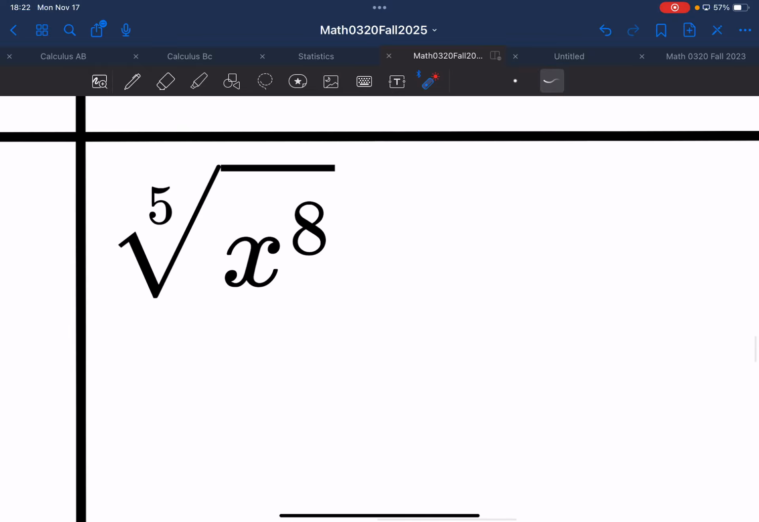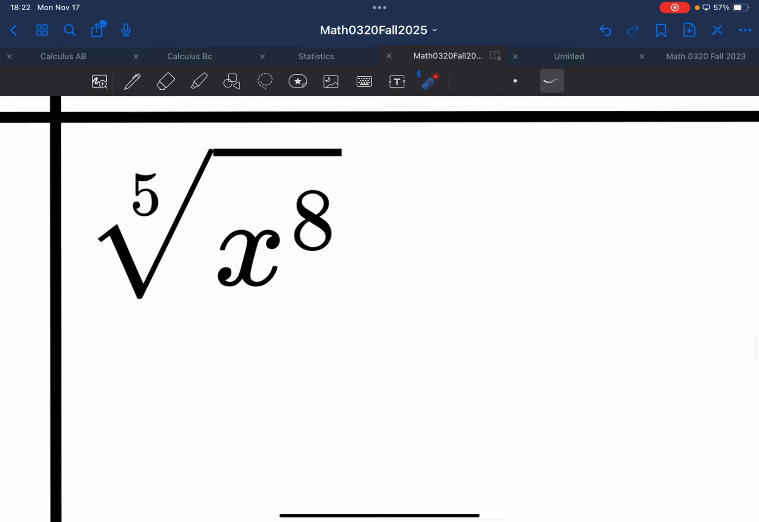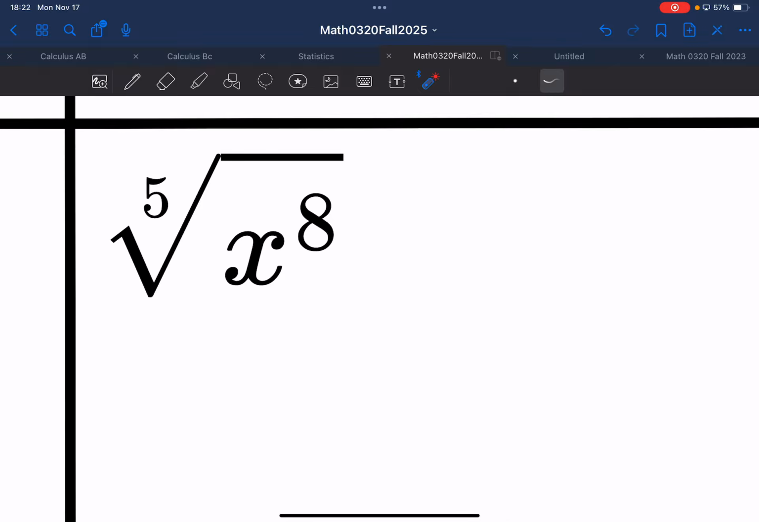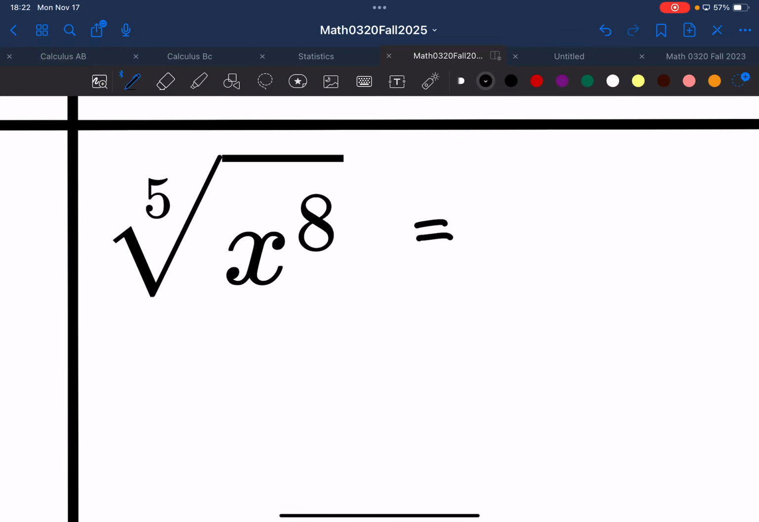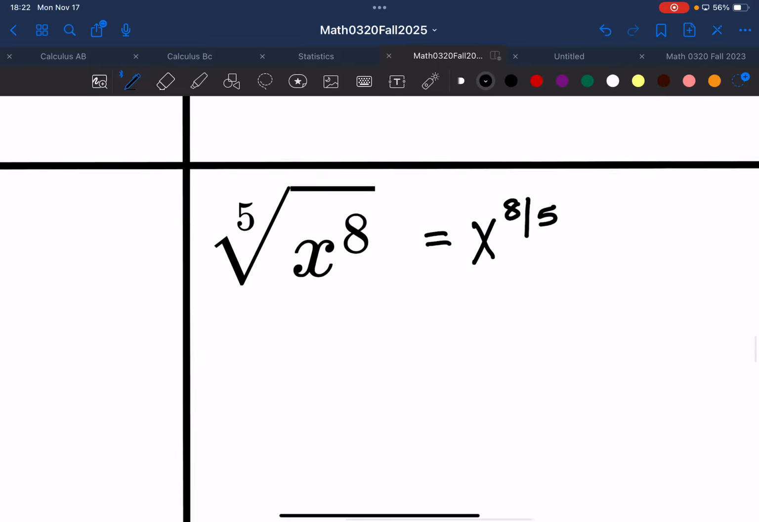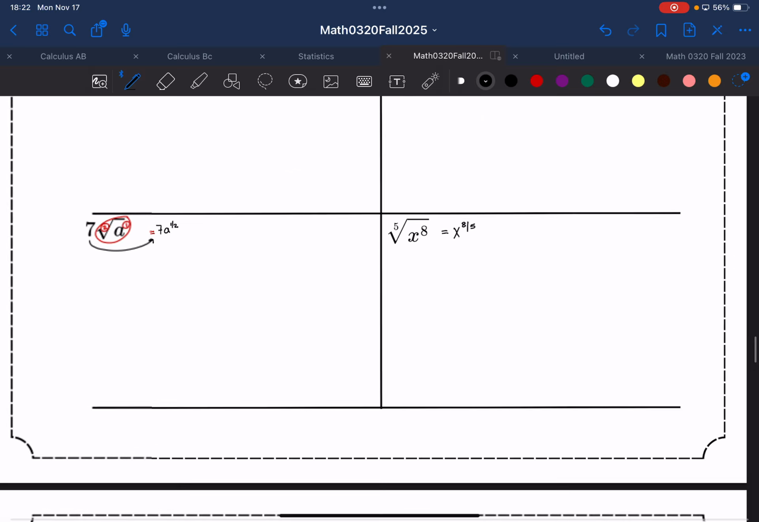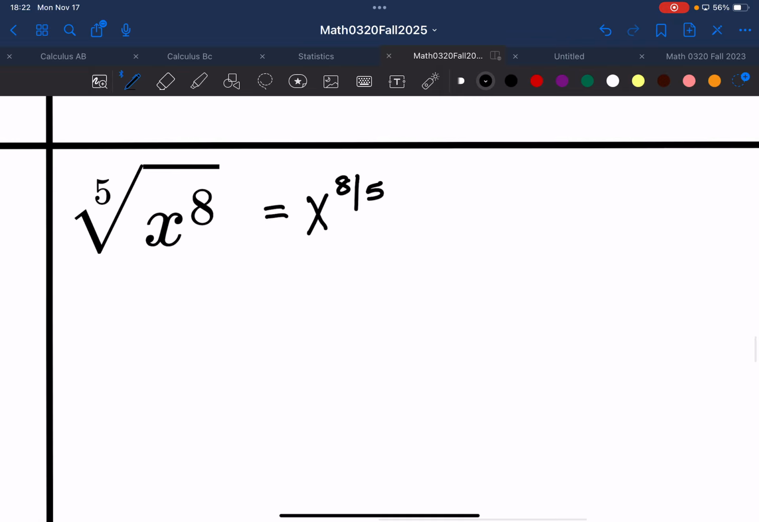That was on Thursday's notes, right? I believe so, yes. Okay, what would this one be? X to the 8 over 5. The nth root is always our denominator. Okay, and that was it for that section.